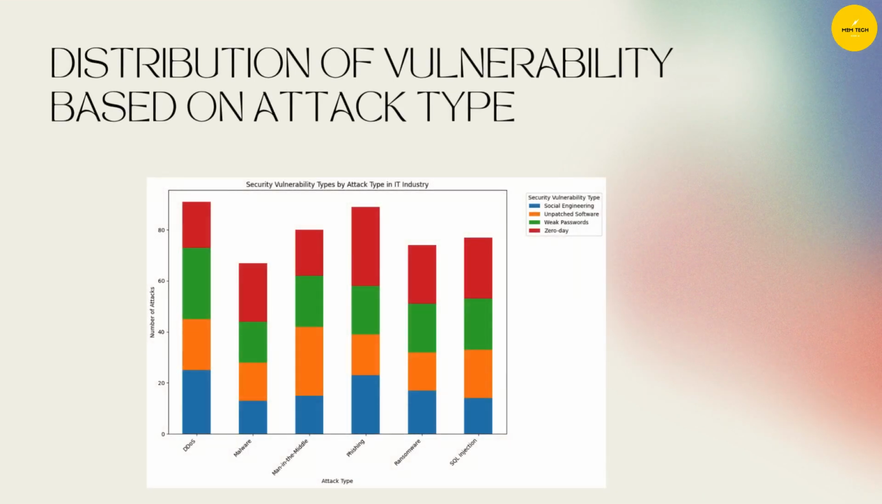I then decided to do a distribution of vulnerability based on the attack type. And as you can see here, for DDoS the largest vulnerability were weak passwords, while for phishing, the largest vulnerability was 0 day. This was very interesting because it's usually the other way around, where there's a weak password, so it's easier for them to get into a system to send out malicious emails, as opposed to the DDoS. There's usually an unpatched issue within the software that they're able to send out DDoS.